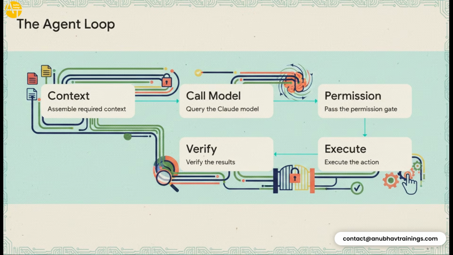Let's walk through what that loop actually does. First, the system gathers context. Then, it calls the Claude model. Next, it hits a permission gate, executes an action, and finally, verifies the results. You see, the model itself never directly touches your file system. Its only interface to the outside world is this strictly structured tool use protocol, and it just runs in a continuous cycle until your task is done.